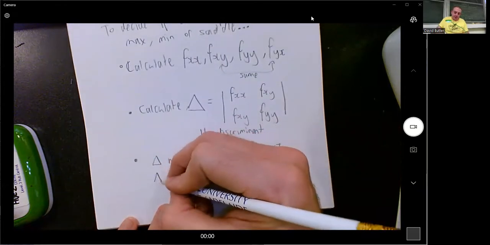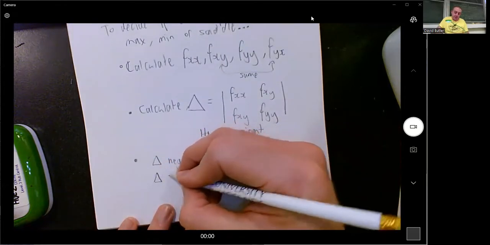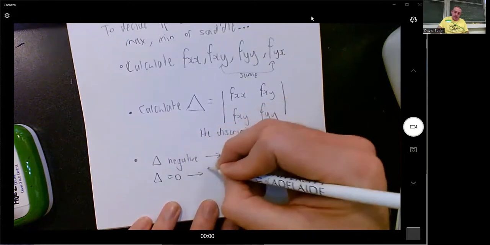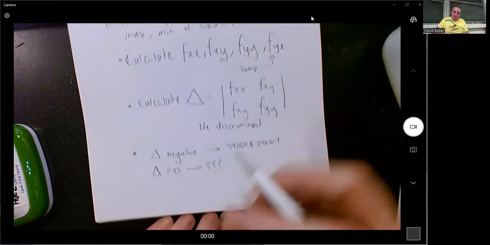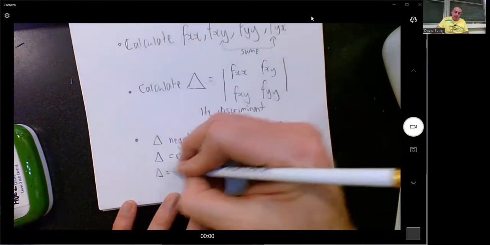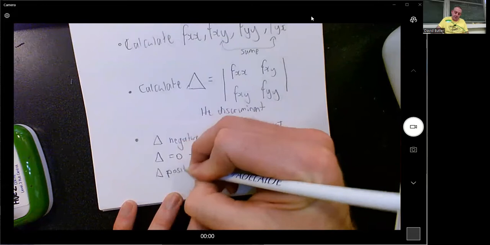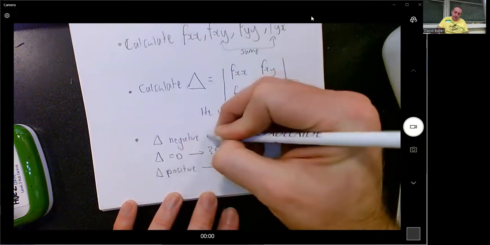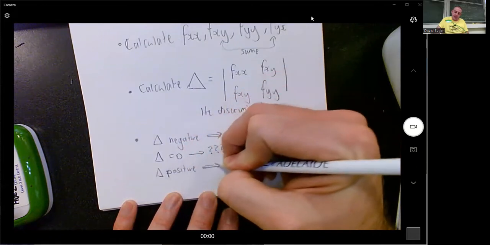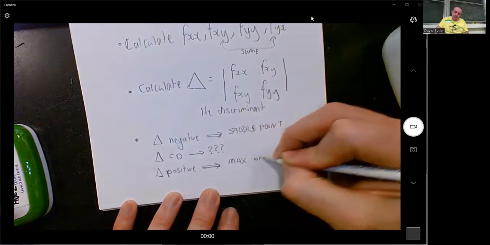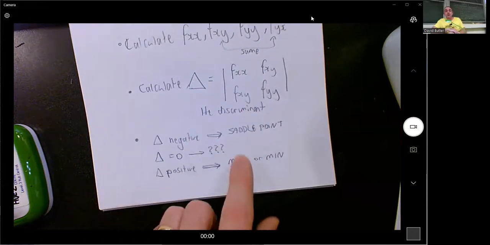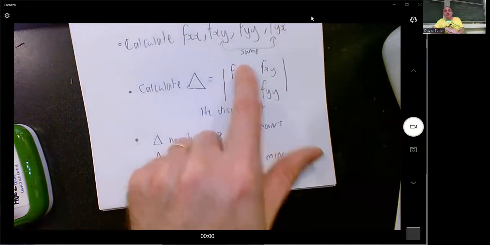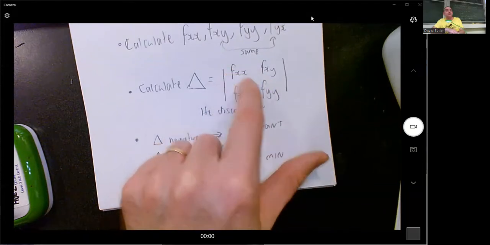If the discriminant is 0, then nobody has any idea, it could be anything. And if the discriminant is positive, then that means it's either a maximum or a minimum. But you don't know which one. And so then what you have to do is look back to this point and see whether these numbers were positive or negative.